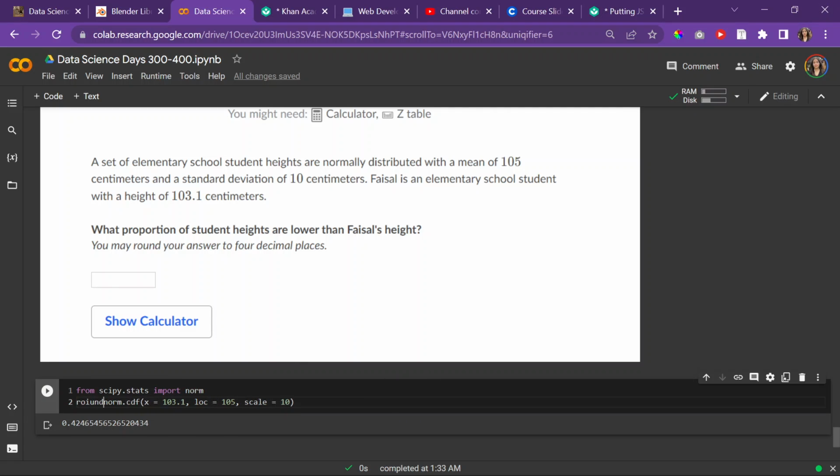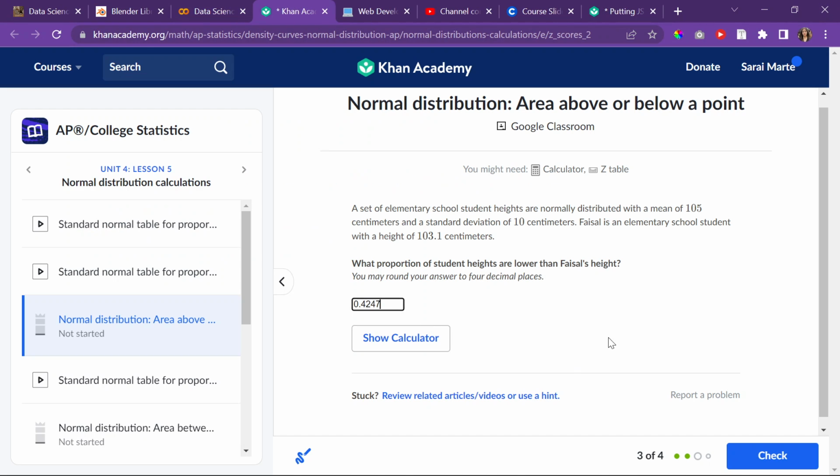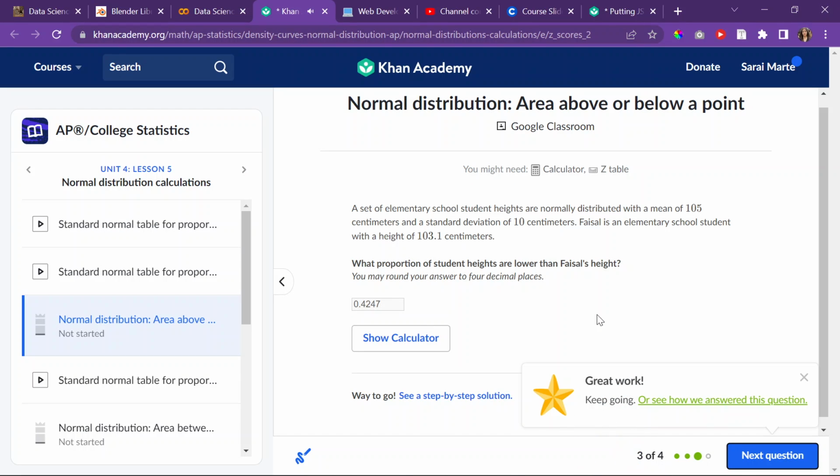And so I'll just do round and put that in there, with 4 decimal places, and then just copy that answer and go to Khan Academy, paste it in there, see if I'm right, and I am. Okay, so that's basically the shorthand.